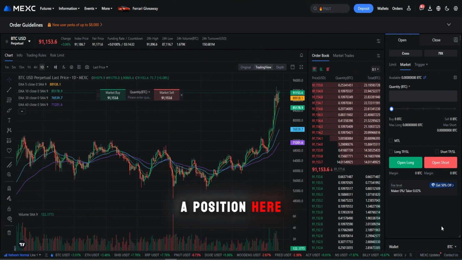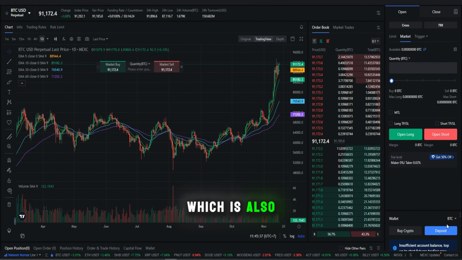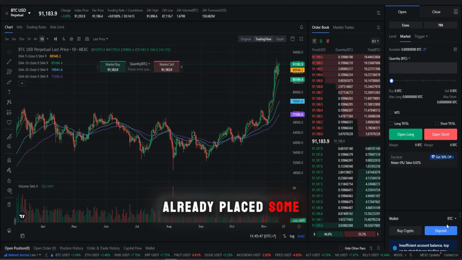Let's actually open a position here. So if you have it down here, you can see you have all the important information that you need. You can switch up your margin in here, which is also pretty nice. You can see your estimated liquidation price, your P&L. One thing that you might wonder is, why can I not see my take profit and stop loss? Up here, you can see your orders if you have already placed some.